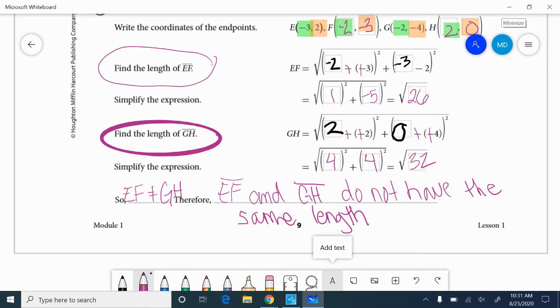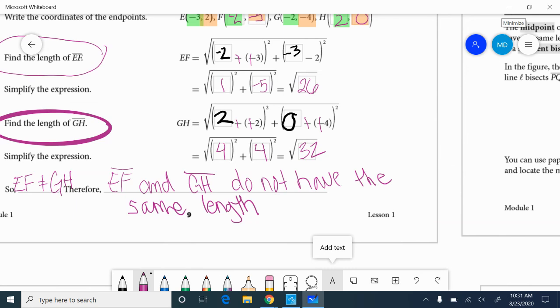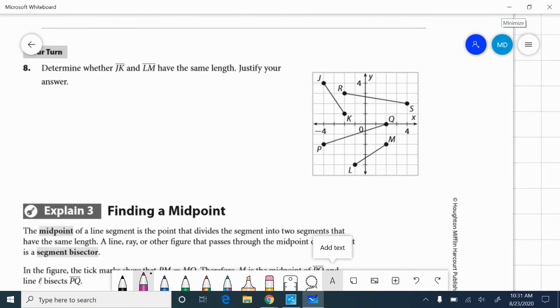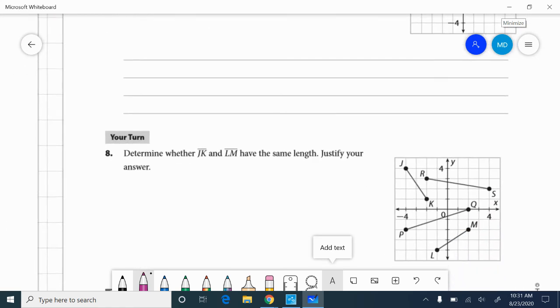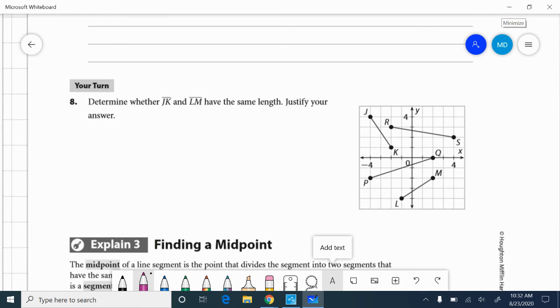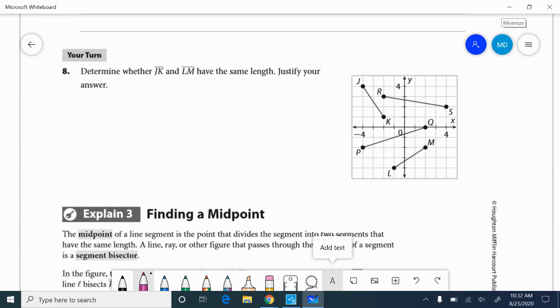Okay, EF and GH do not have the same length. So we are now going to move on to page 10. We are not going to do number 7, but on page 10 we are going to look at number 8. It says determine whether JK and LM have the same length. Justify your answer. So we are basically doing what we just did, except we don't have the neat little spots to plug in for us.